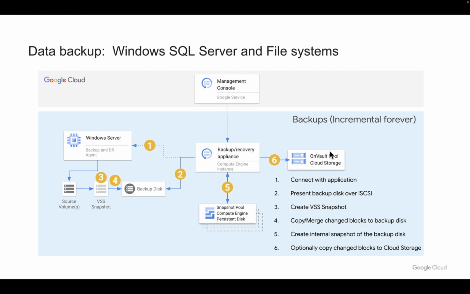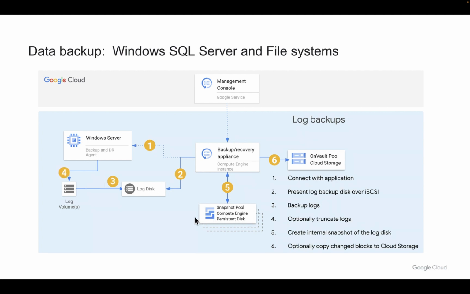And you can have multiple on-vault pools, and you can have multiple policies determining how long we retain the backups in both the on-vault pool and the snapshot pool. Optionally, we can also back up logs. Log backup jobs are run separately to the database backup jobs, which makes sense. You can run the log backup jobs as often as every 15 minutes, but the process is exactly the same. We connect with the application, we share a SCSI disk, we copy the logs onto that disk, and then we use internal snapshots to maintain copies of it. And again, we can optionally push those log backups up to on-vault to store them externally to the backup and recovery appliance.